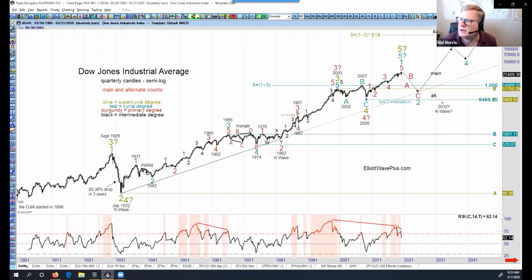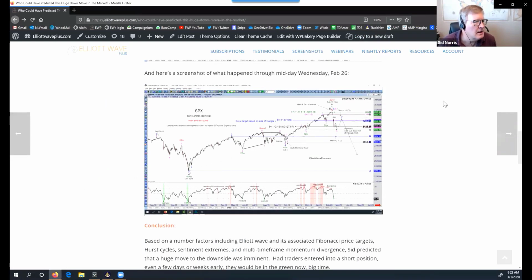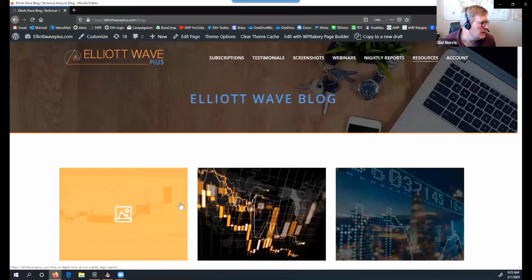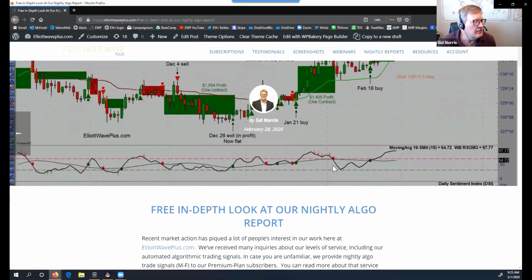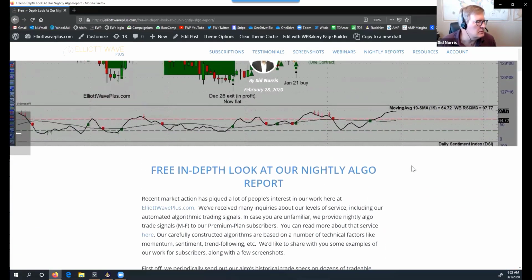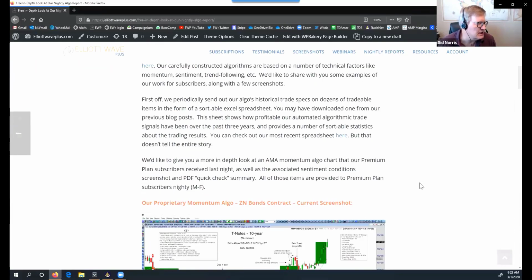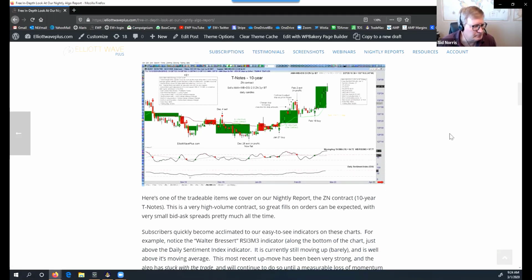Then I think there was one more blog post after that that I'd like you to be aware of. It's about how well our nightly Algo reports are doing on a specific item. This would be the ZN contract for bonds, and it discusses it in depth. You can see it caught this entire move to the upside.